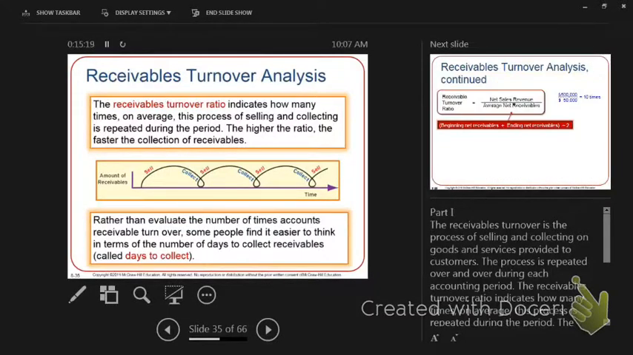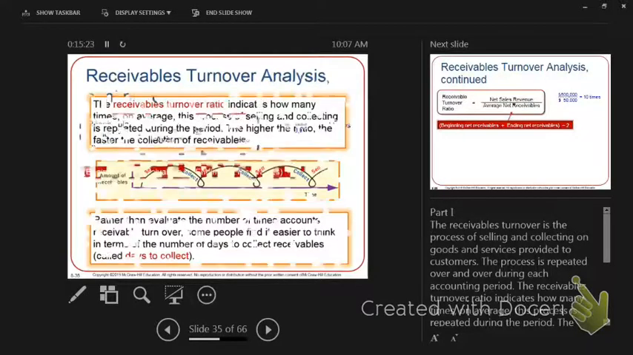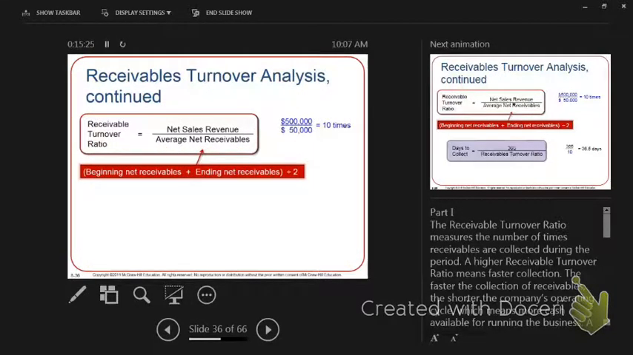So what are we going to look at? We want days to collect again. Days to collect makes a lot more sense. So we're going to take sales revenue and divide it by average net receivables. Again, it's really important: average net receivables. If you put ending, you're going to get the wrong answer.